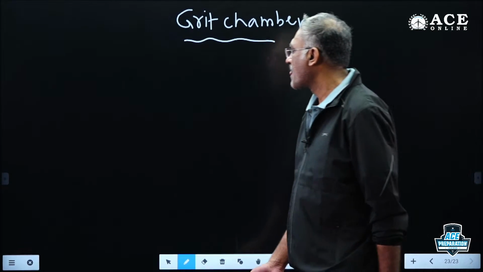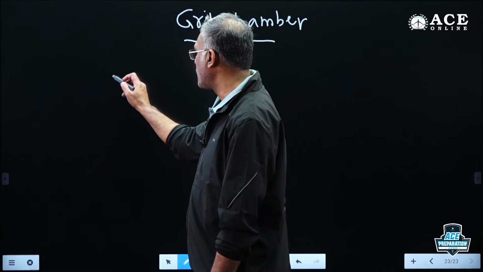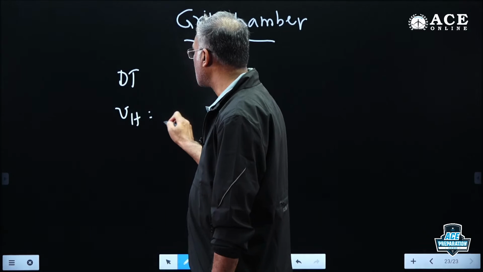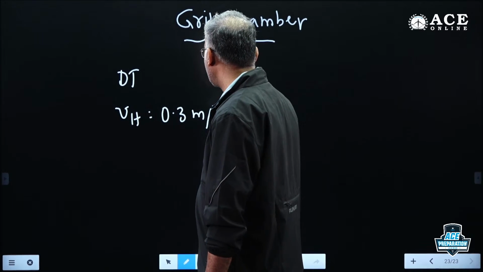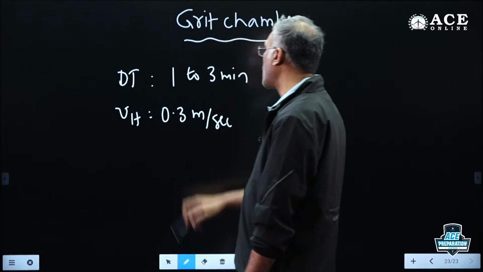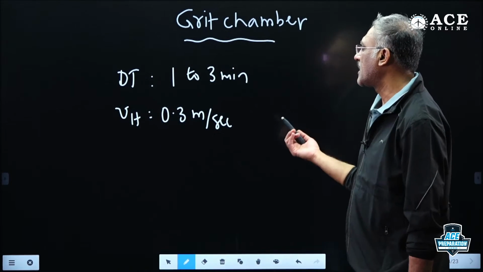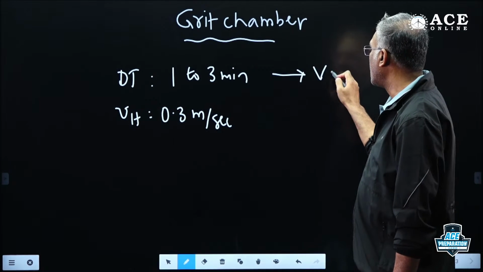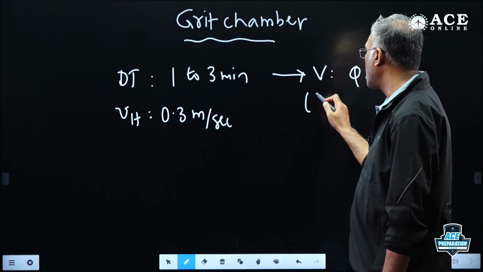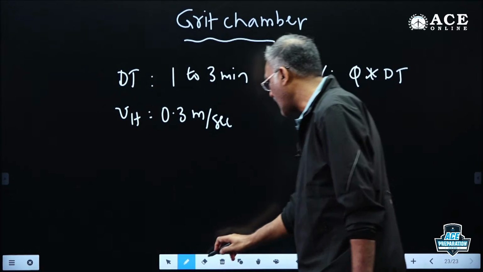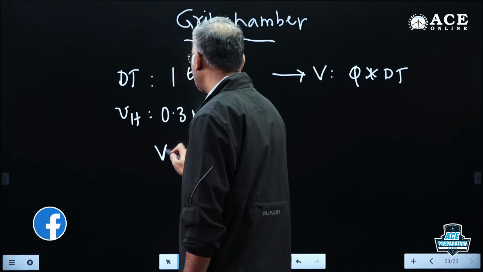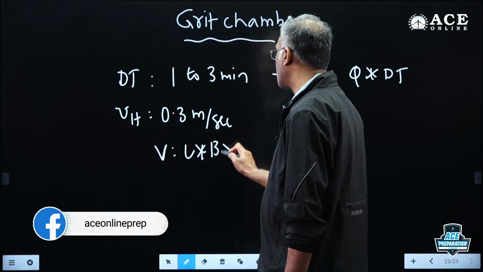Grit chamber design is based on 2 parameters. One is detention time. The other one is horizontal flow velocity. The horizontal flow velocity we maintain in a grit chamber is 0.3 meters per second. The detention time we provide is 1 to 3 minutes. Whenever detention time is given, we are expected to find the volume of any kind of system. Volume is equal to Q into detention time. A grit chamber is a long, narrow, rectangular channel. Therefore, its volume is equal to L into B into H.